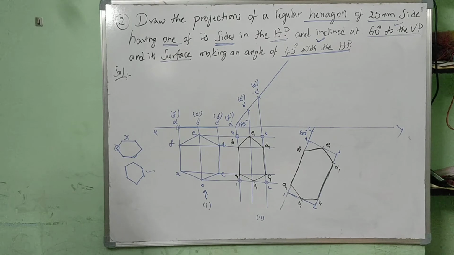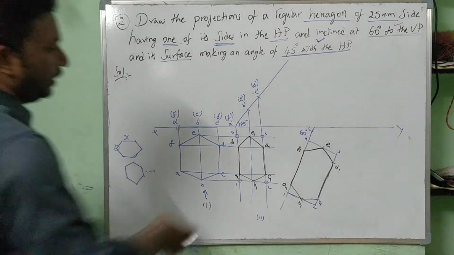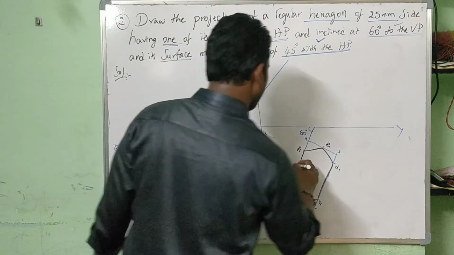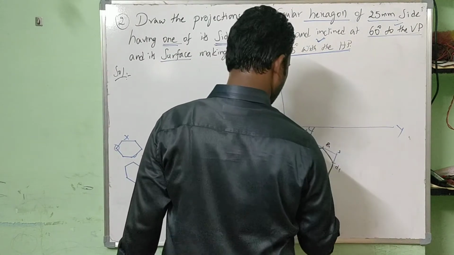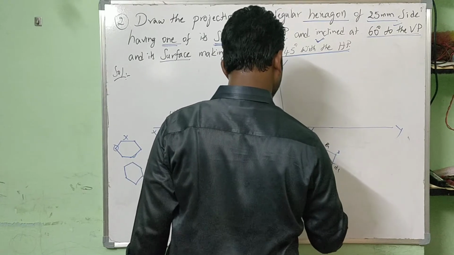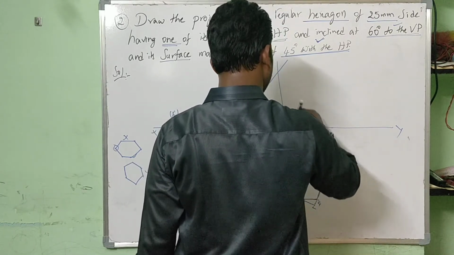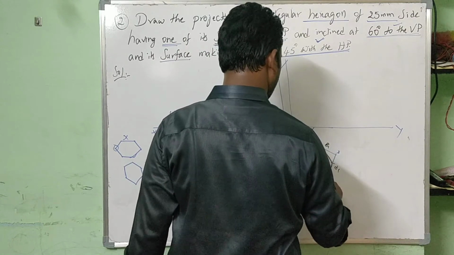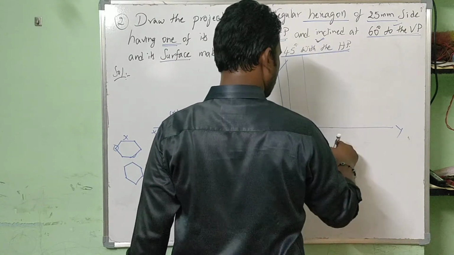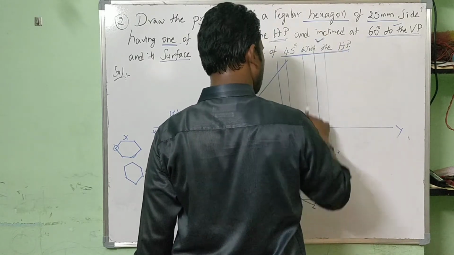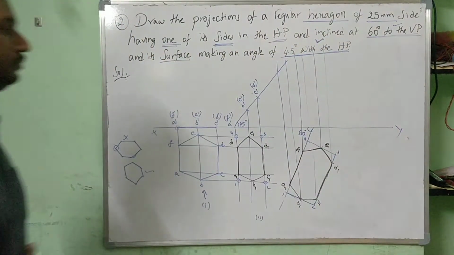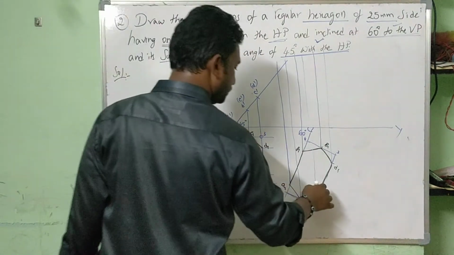Same thing, I have rotated at an angle of 60 degrees. But I have increased some length. If you reduce that length, you will get final answer. Finally, front view projection. From A1, draw vertical line. B1, draw vertical line. C1, draw vertical line. D1, vertical line. E1, F1. 6 lines for 6 corners.